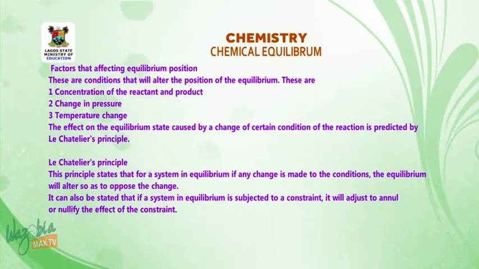Welcome back. Now, we want to look at the factors affecting equilibrium position. These are the conditions that will alter the position of the equilibrium: 1, concentration of the reactants and the product; 2, change in pressure; and 3, temperature change. The effect on the equilibrium state caused by a change of a certain condition of the reaction is predicted by Le Chatelier's principle.